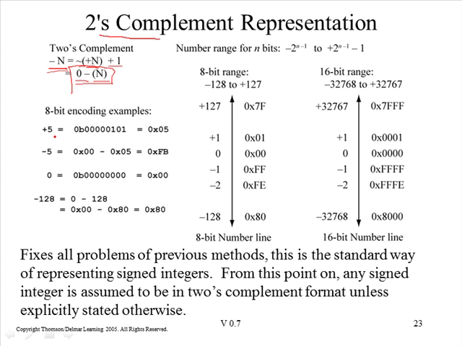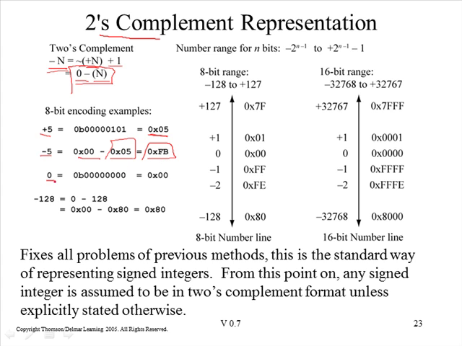Some 8-bit encoding examples follow. Any positive number is simply going to be its magnitude representation. So here we simply convert positive 5 to hex 05. To get the negative 5 representation, we'll take the unsigned representation 05, subtract that from 0, and the resulting value will be the 2's complement representation, in this case an FB.